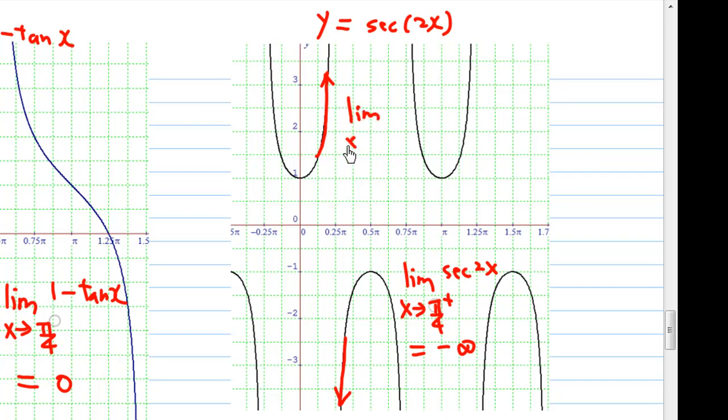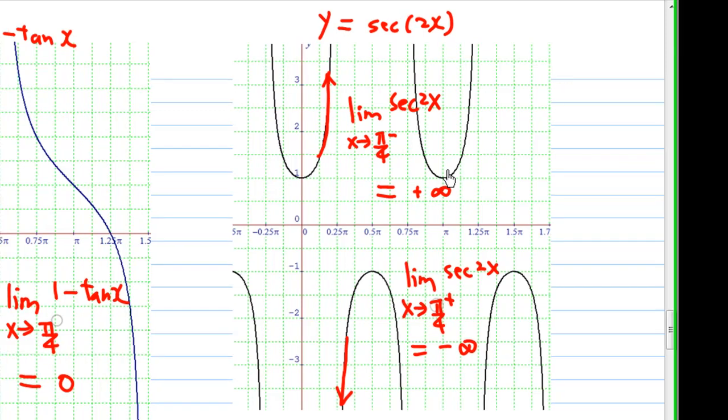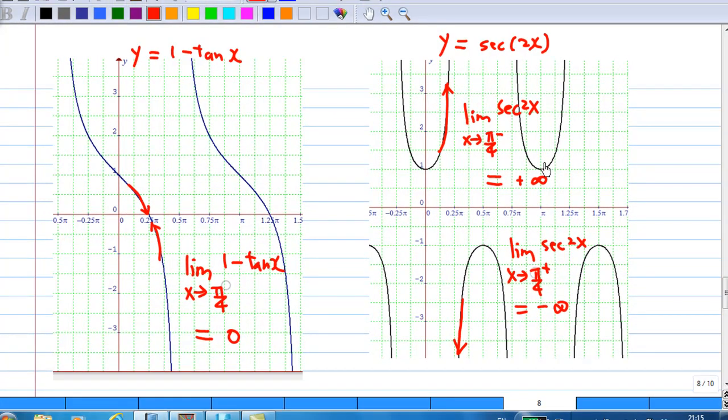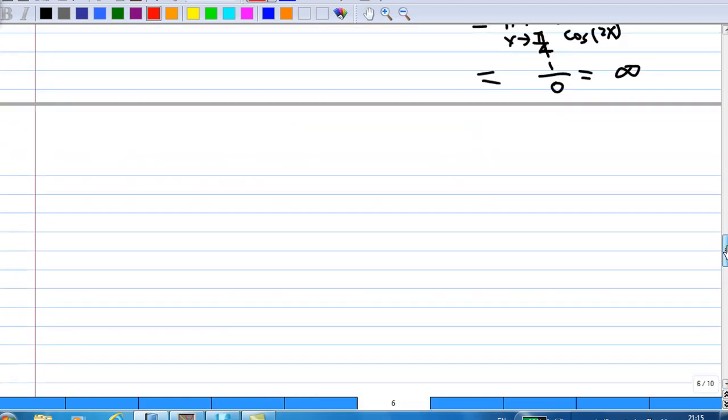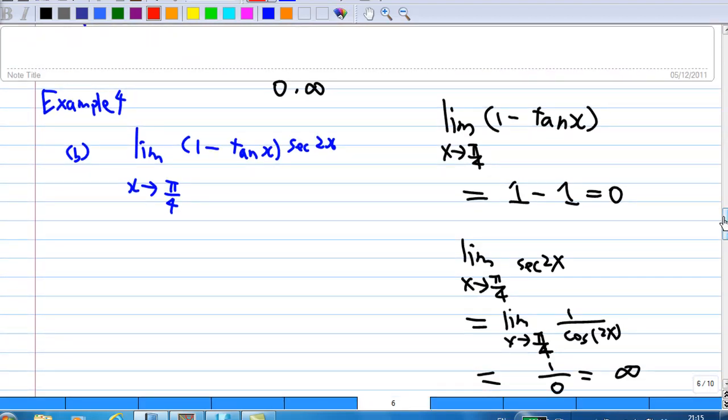That means the limit as x goes to pi over 4 from the left of the function secant 2x is equal to plus infinity. Therefore, the limit of secant 2x when x approaches pi over 4 doesn't exist. It could be plus infinity, it could be minus infinity. So, we have a case of 0 times infinity. So, I want to convert this to a 0 over 0 case. How do I do that?